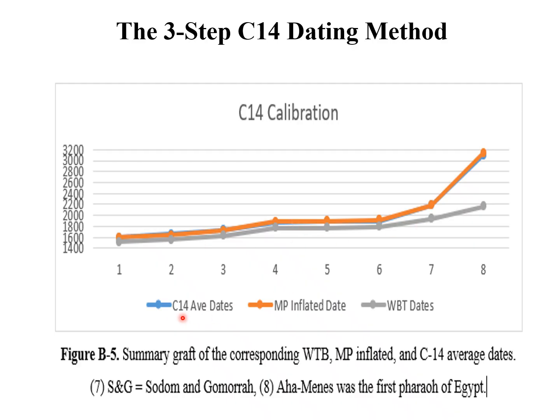You have the C14 dates in blue. That's the actual C14 dates. The magnetosphere inflated dates taken from our graph, almost a perfect fit, and the Walling Biblical Timeline dates in the gray. So that shows the difference between the inflation of the carbon-14 compared to the Walling Biblical Timeline.